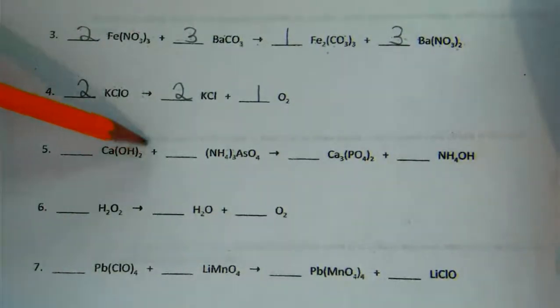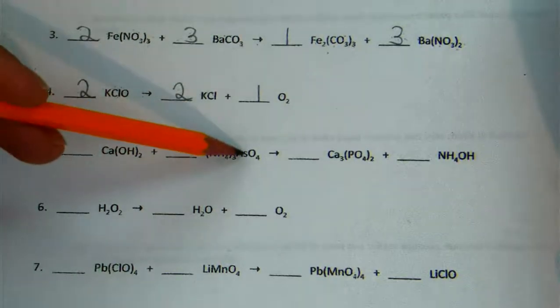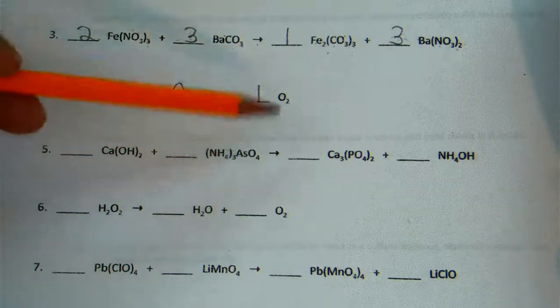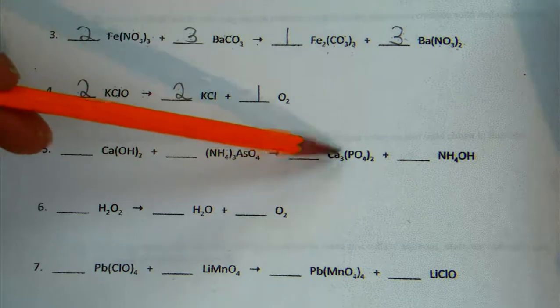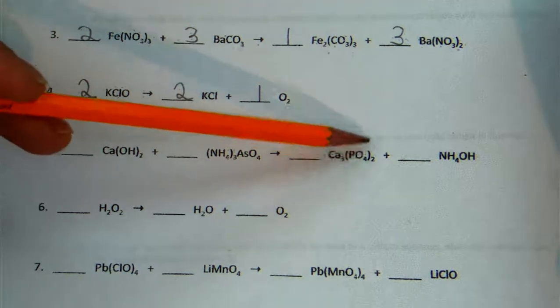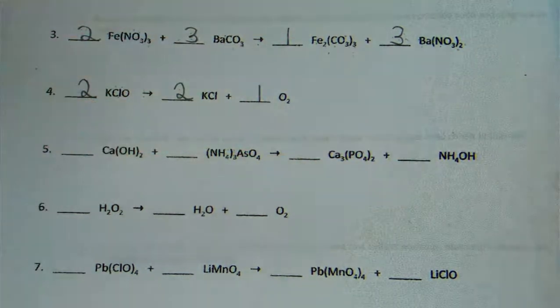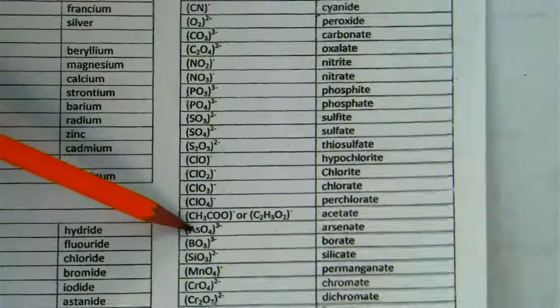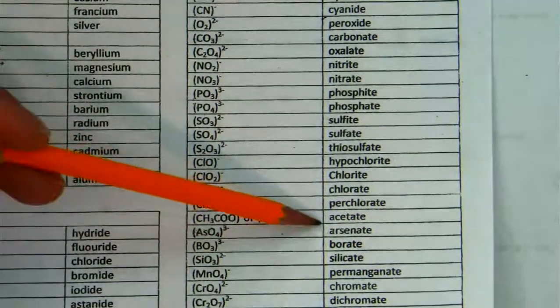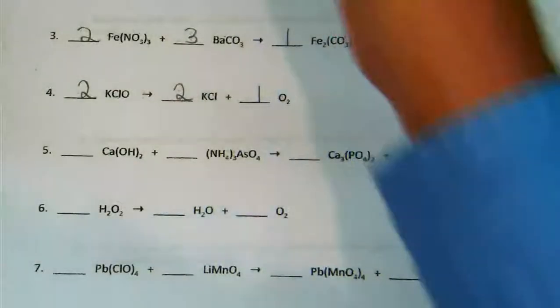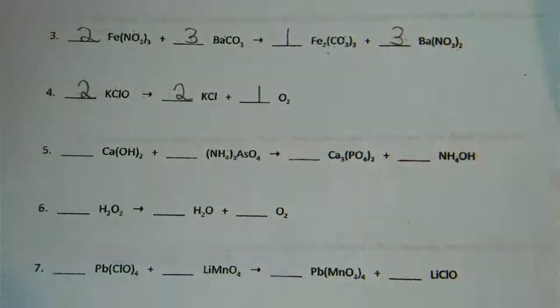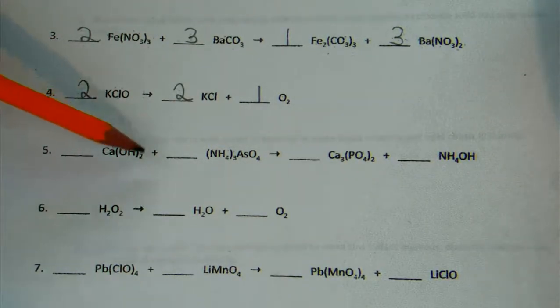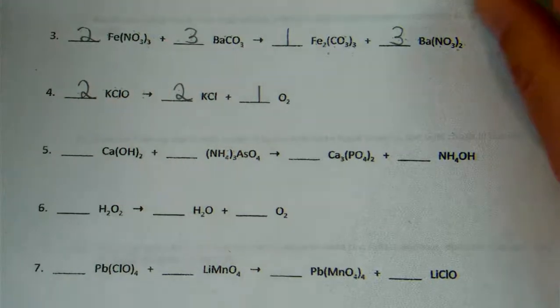Calcium hydroxide and ammonium arsenate combine to yield calcium phosphate and ammonium hydroxide. So let me just verify the AsO4 is called arsenate, and yes, it's AsO4 with the 3 minus charge is called arsenate. Just practicing naming them, and now practicing identifying what type of reaction this is, I would classify this as a double displacement reaction.